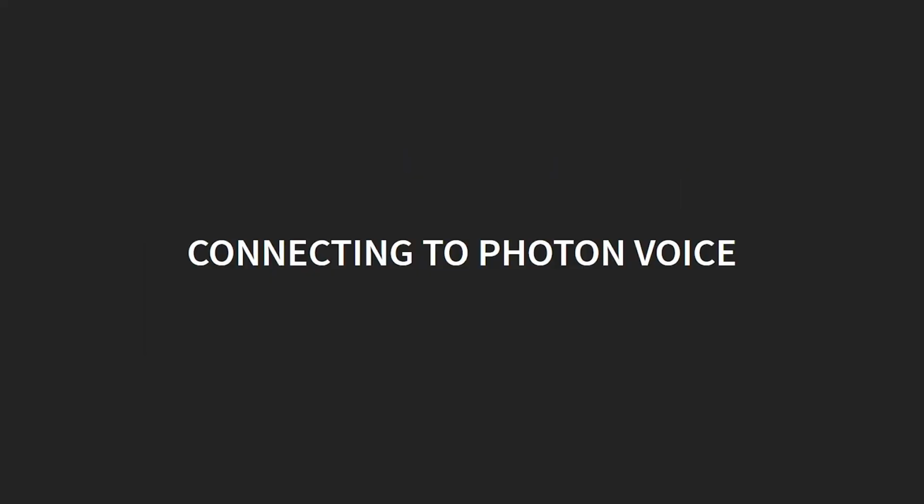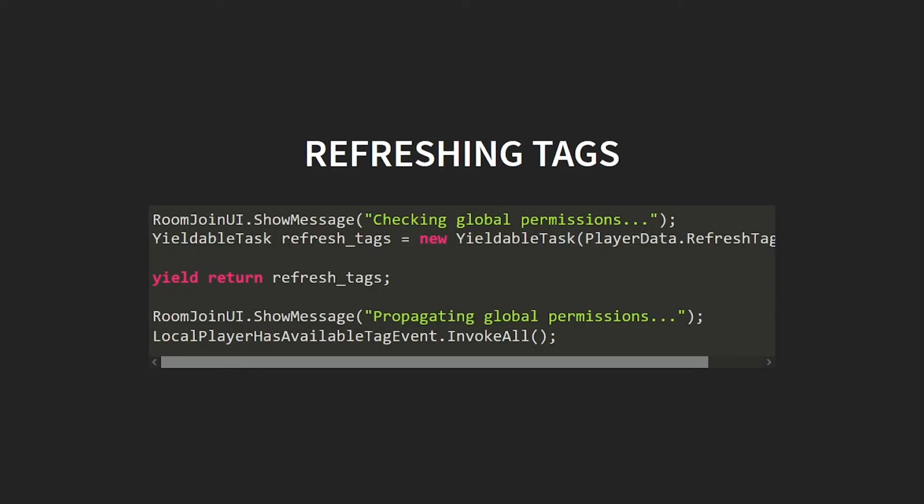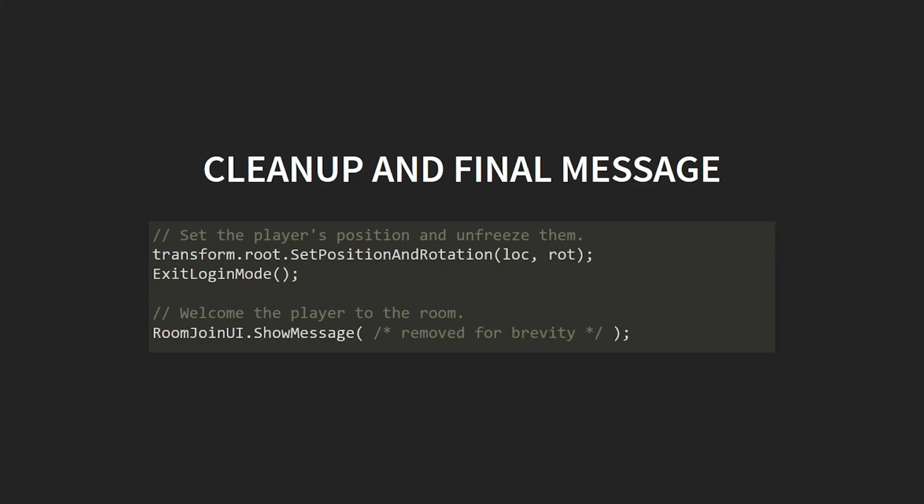After that, we wait for Photon to connect to voice. That code is fairly verbose and outside the scope of this video, so we'll skip over it. Next, we refresh the local player's available tags. This is used for internal permissions like whether or not you're a developer, and other things. Here you can see another use of the yieldable task system. After that, we propagate the permissions to all of the tag events in the room. And there you have it.